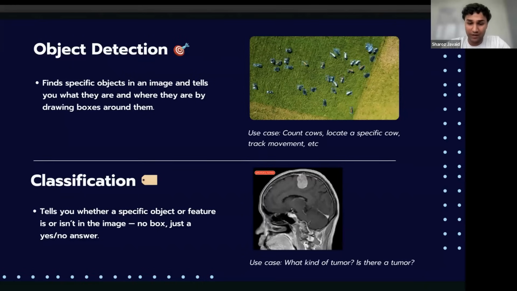Another computer vision model is classification models, and these tell you whether a specific object or feature is or is not in an image. So there's no bounding box here. It's just is this present or not? And you can also classify between different types of objects you're detecting. So in this example, we use a classification model to detect that there is a pituitary tumor here. And it can also tell us if there's a tumor or not and determine between different types of tumors.